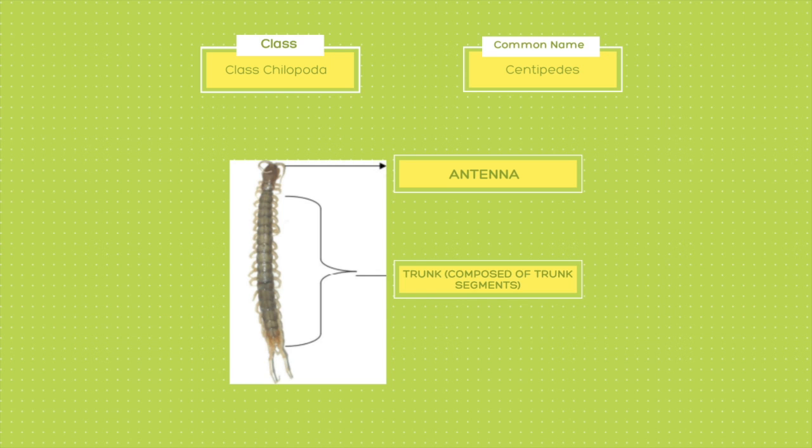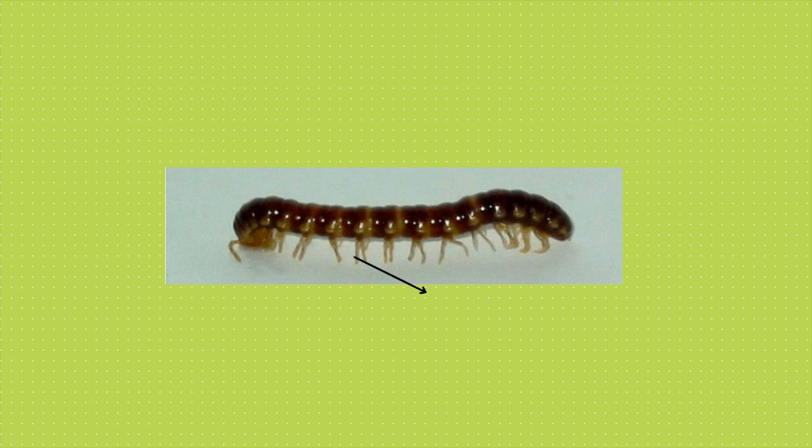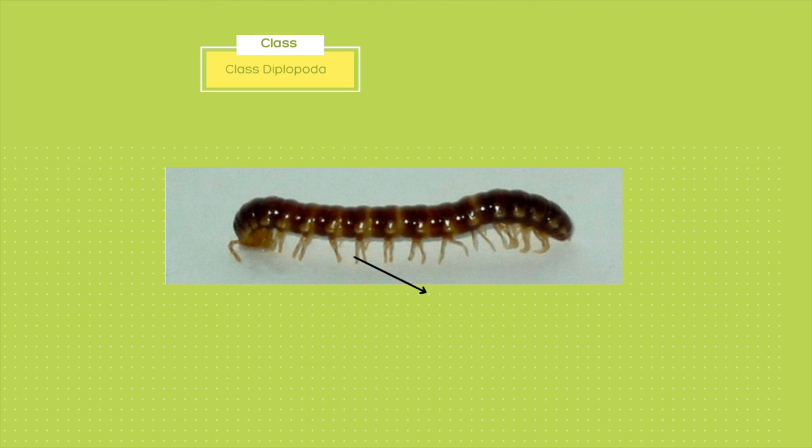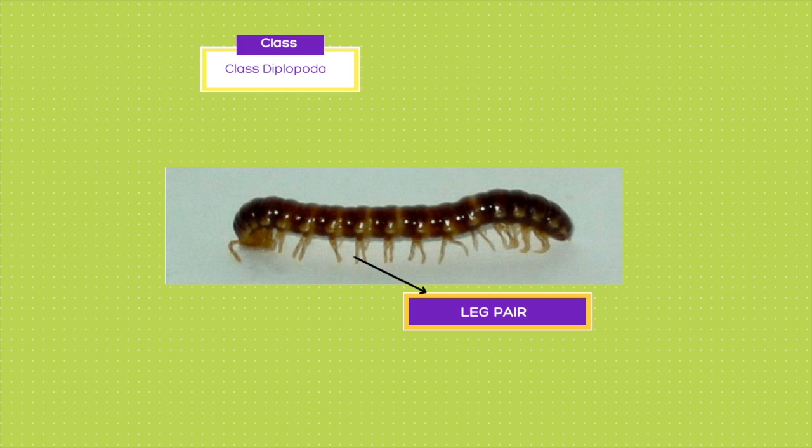Similar to the class Chilopoda, this next creature is very similar to the previous one, as it has two pairs of legs per segment instead of one. This creature belongs to class Diplopoda, from the Greek words diplos and pous, meaning two and feet respectively. It is also more commonly known as the millipede.